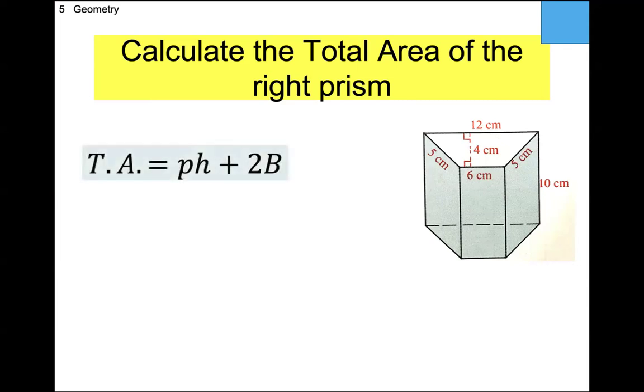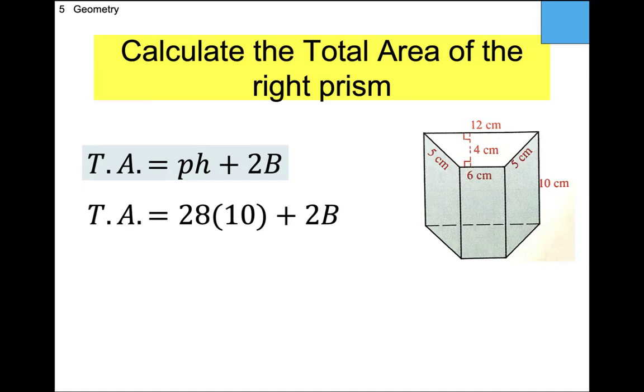We've got a formula for total area: Ph plus 2B. So I need to get the perimeter of the base. Well, the base is a trapezoid, and all those dimensions there are labeled. I'm just looking at the trapezoid at the top. That'd be 12 plus 5 plus 6 plus 5, not the 4. The 4 is the height of the trapezoid. So 12 plus 5 plus 6 plus 5 would be 28. And then the height of the prism itself is 10, not the 4. The 4 is the height of the trapezoid.